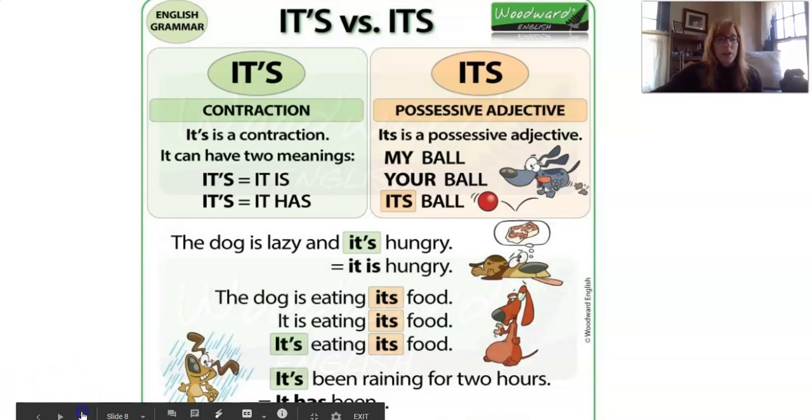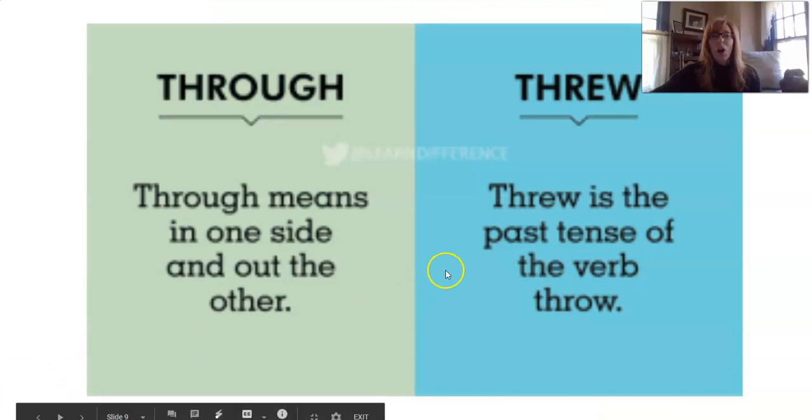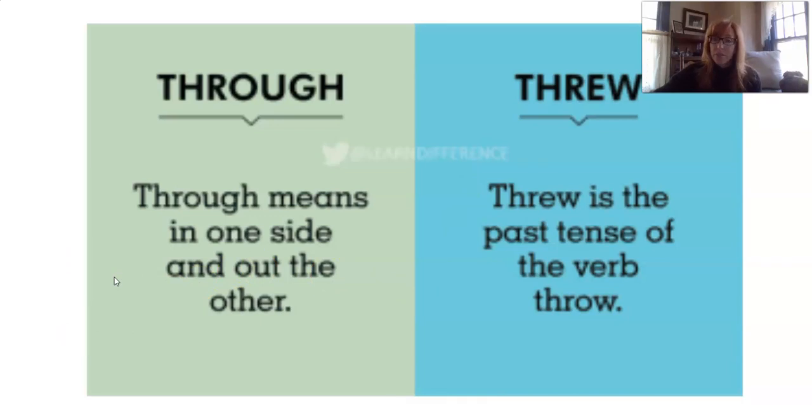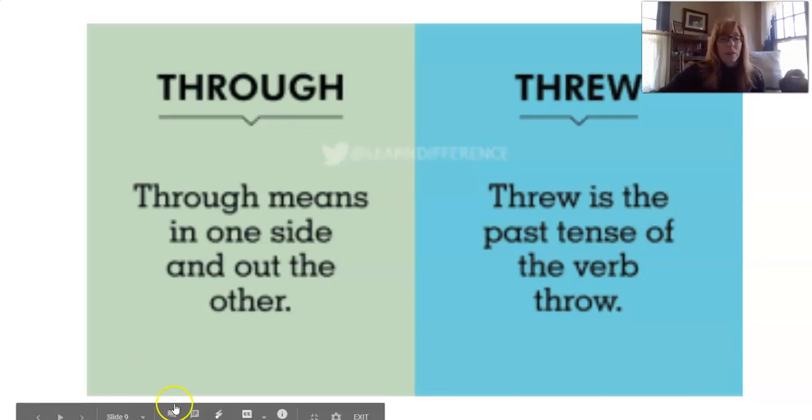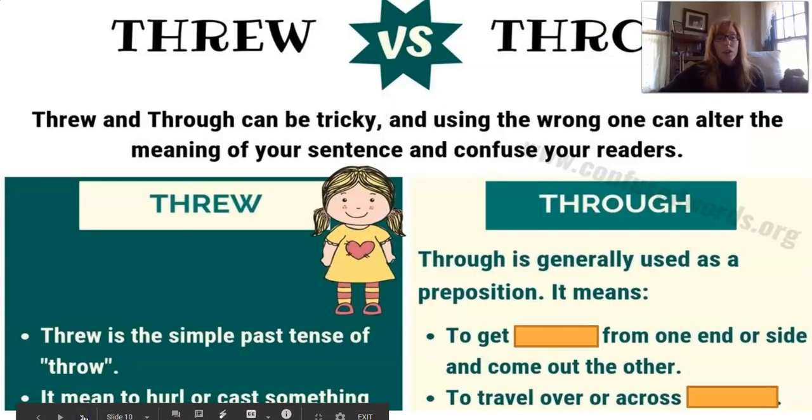Get to the next slide. All right. Through and through. Through means in one side and out the other. And then another through is the past tense of the verb throw. Okay, so throw me the ball, I threw the ball. Okay, or I could walk through a doorway. So let's look at those a little bit more.